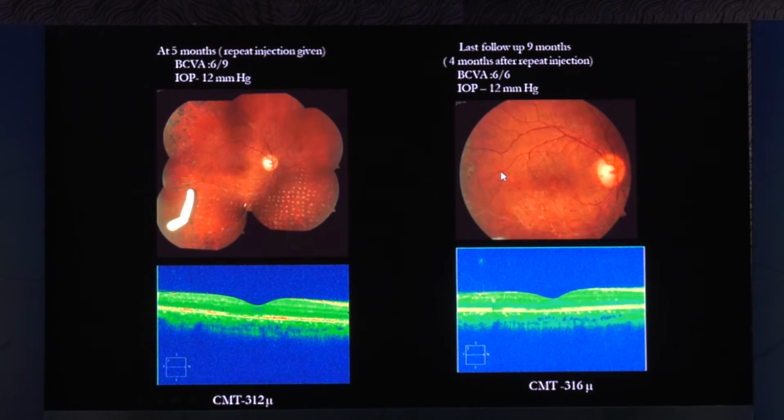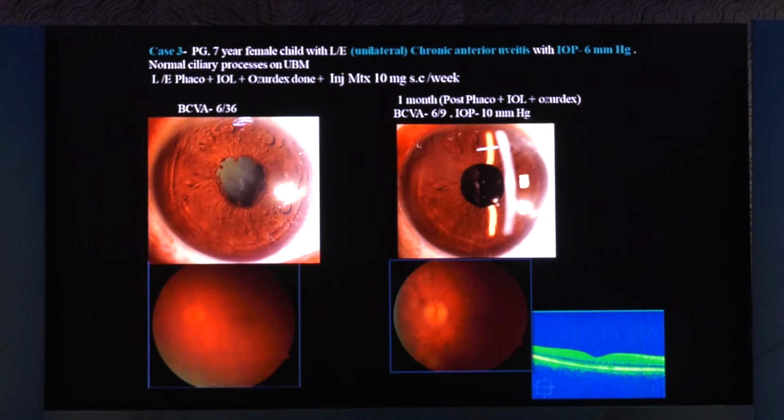So this is the last follow-up of this patient when the ATT was withdrawn and there was no macular edema with 6/6 vision. So Ozurdex can also be used as an adjunct in cataract surgery in patients of uveitis.